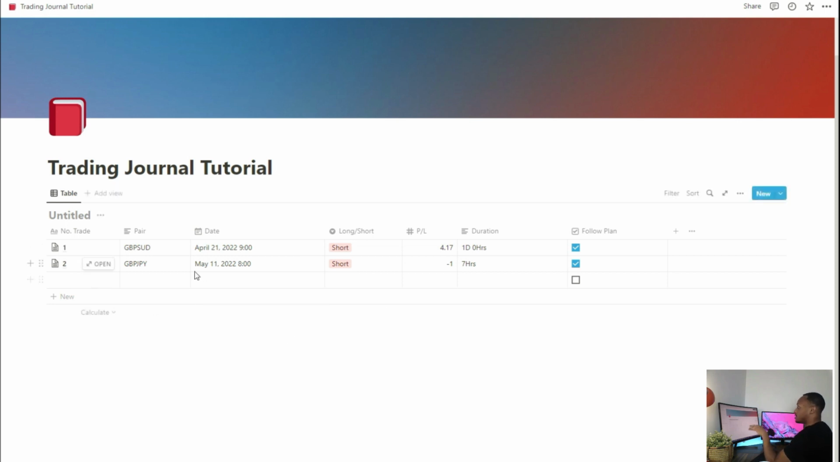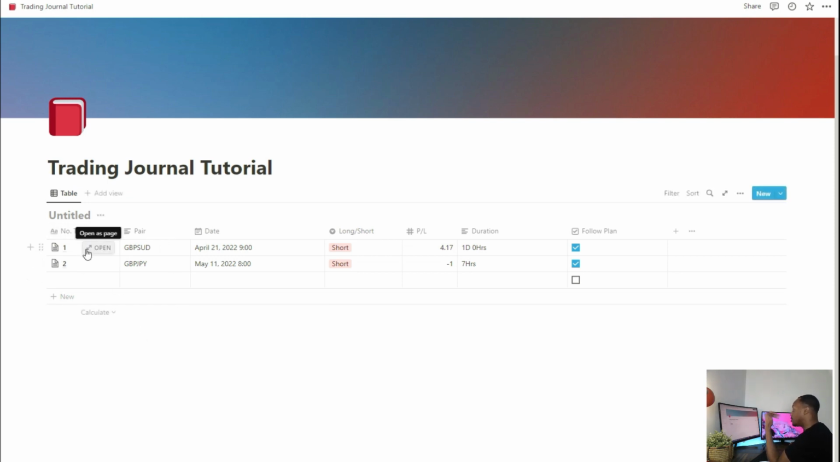But here we've got the table, which is what I use to record my trades. So as you can see, you've got 1, 2, 3, 4, 5, 6, 7. Is that rows or columns? I have no idea. I forget which one's a row and which one's a column. But you guys know what I mean.